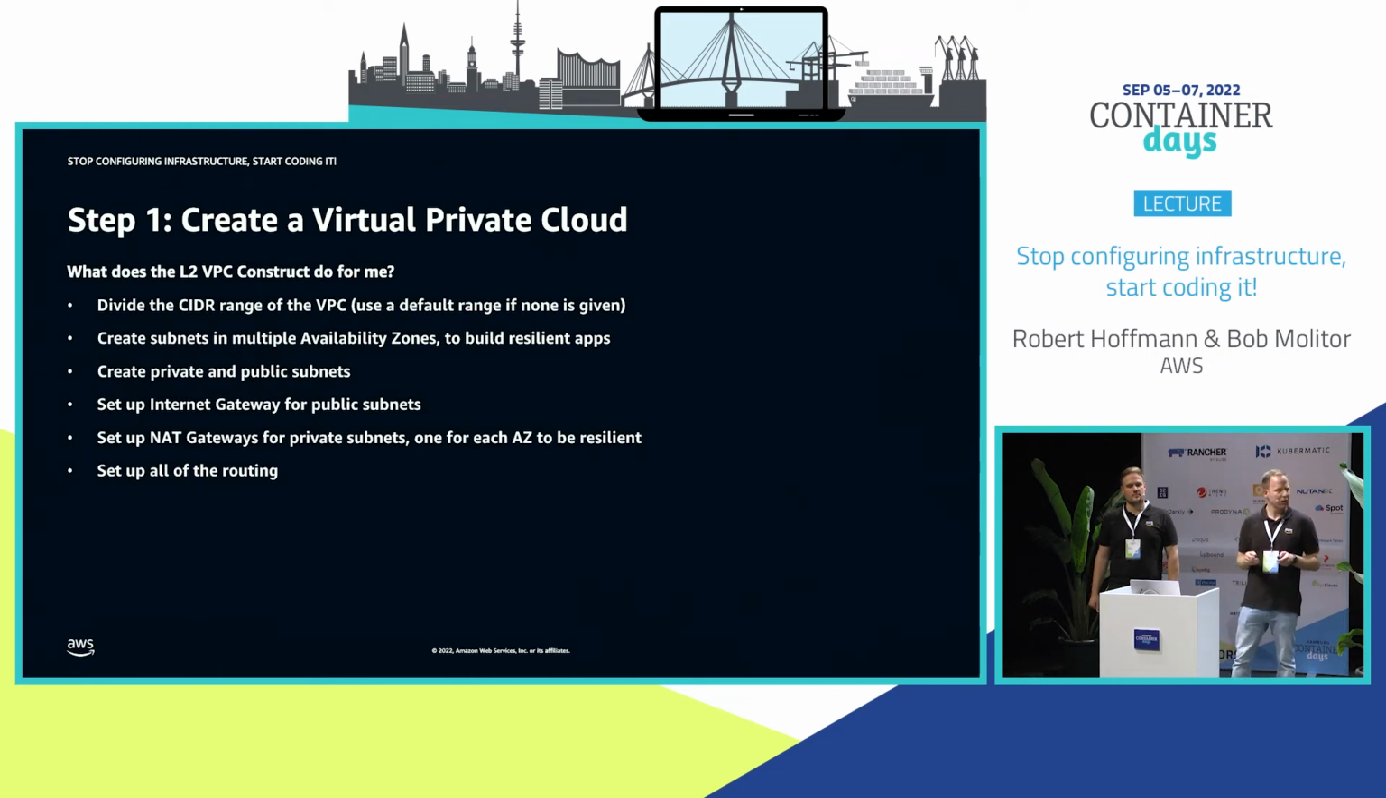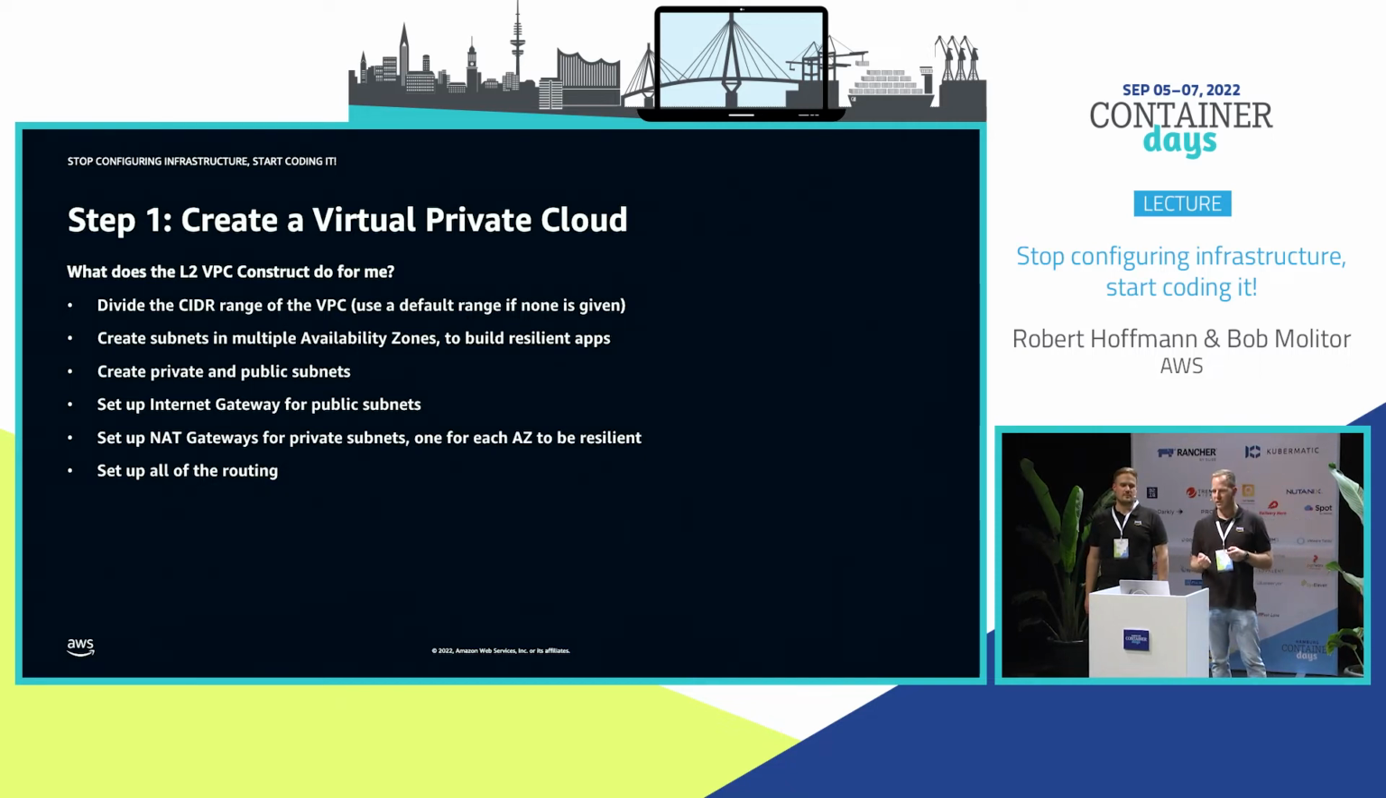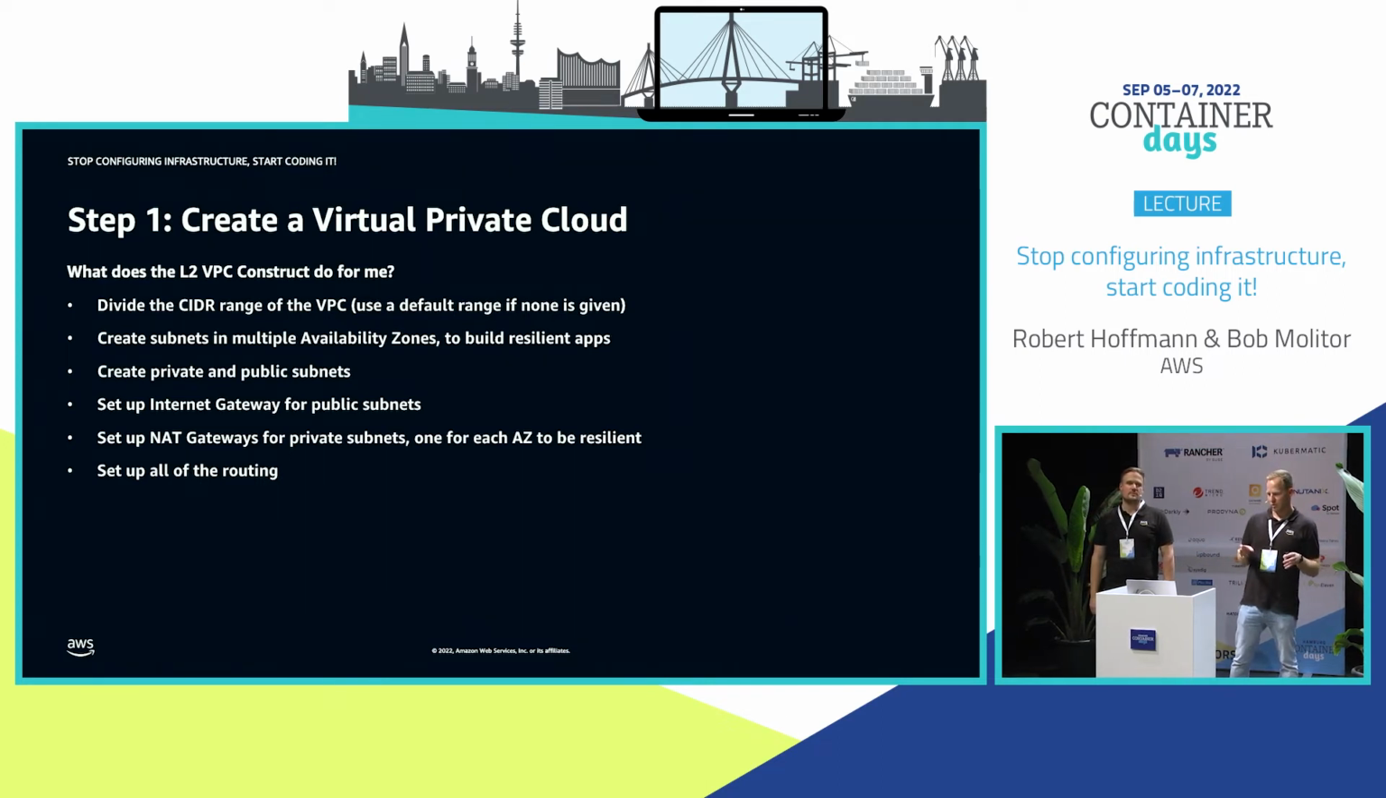So I will not read all the bullet points here, but to make it very clear and give you a short hint what's happening there: with only using an L2 construct, what I mentioned on the slide before, you can see that the L2 construct is creating a couple more resources for you. So connectivity to the internet, NAT gateways, subnets for the private and public, and also the routing and security model for that.